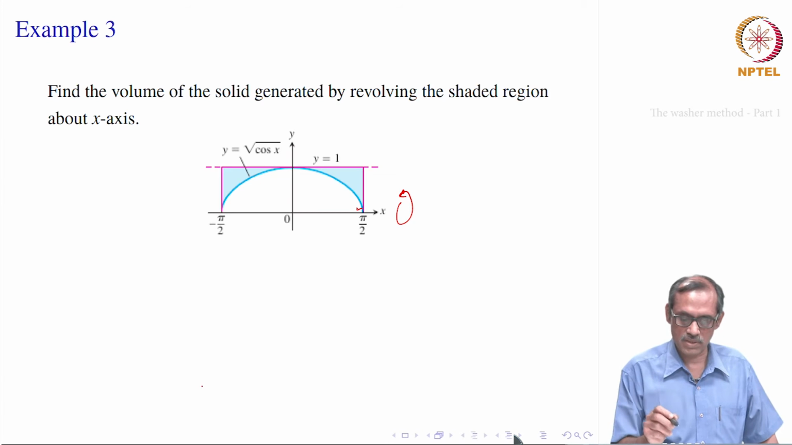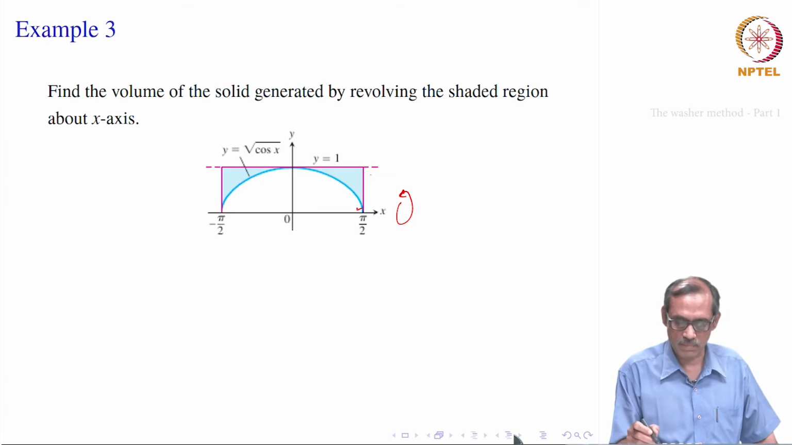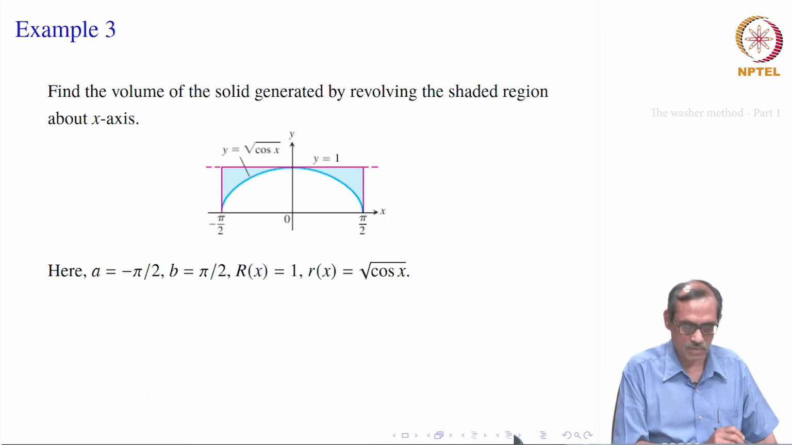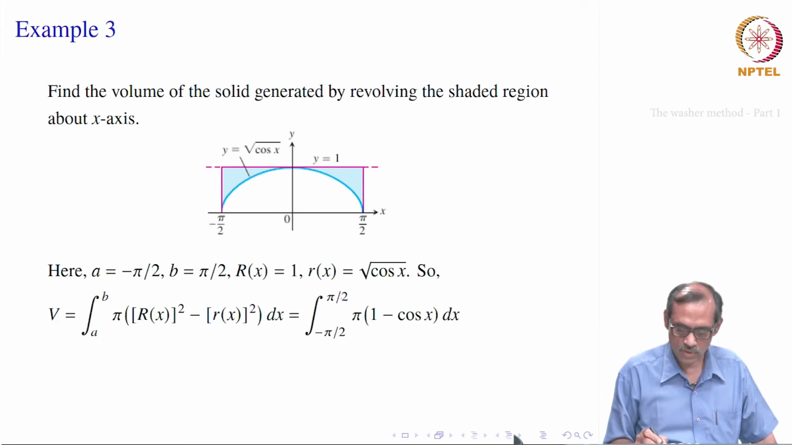And what are the limits? Of course, you can find the limits, but it is already given that x goes from minus pi by 2 to pi by 2, and it is revolving around the x axis. So, you need the limits for x. Then it is straightforward to write the volume, where the limits will be minus pi by 2 to pi by 2, and outer radius and inner radius we have to find.